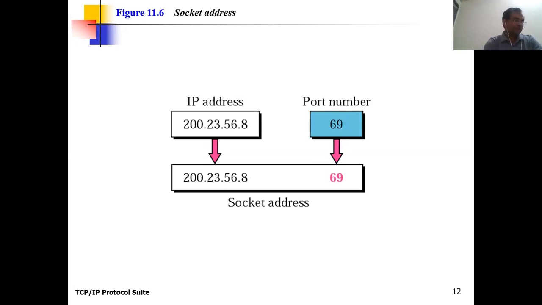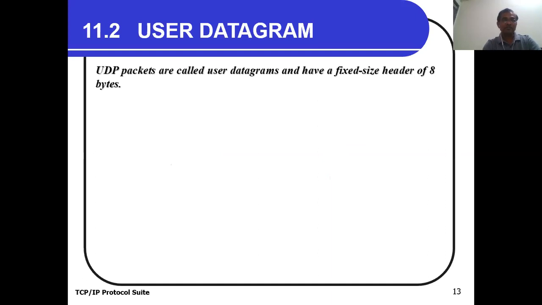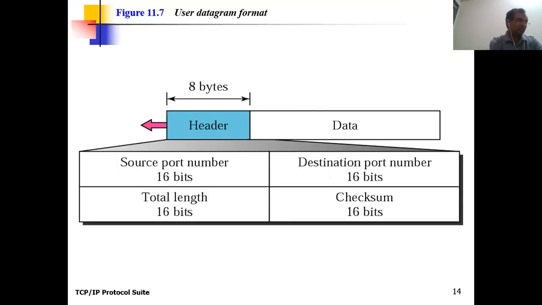Now, considering that we have the port numbers for process identification and the IP address for host identification, we now have to create the user datagram, right? UDP packets are basically called user datagrams and have a fixed-size header of 8 bytes. This next figure will show you the format of the user datagram. If you see the header, it is 8 bytes, and the fields are source port number, destination port number, length of the UDP header, and the checksum. So let us see it one by one.